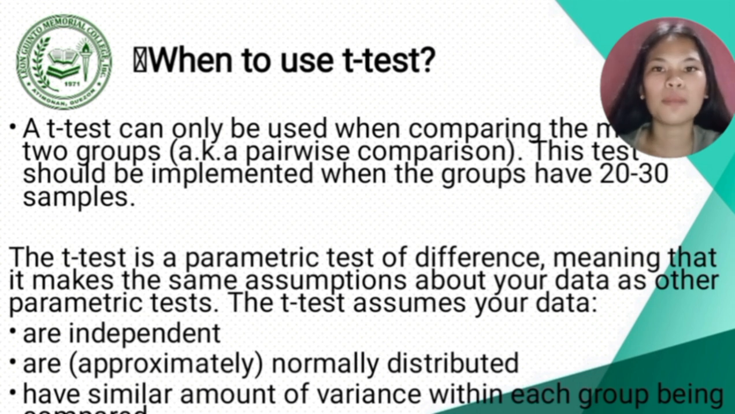The t-test assumes that your data are independent, are approximately normally distributed, and have a similar amount of variance within each group being compared. And if your data do not fit these assumptions, you can try a non-parametric alternative to the t-test, such as the Wilcoxon signed rank test for data with unequal variances.